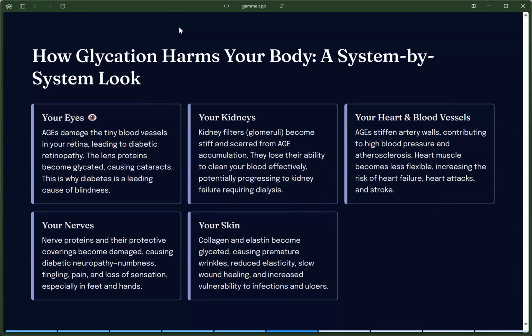And the third important thing, heart muscles will stiffen, because I'm sure a lot of you are on some blood pressure medications. You have already had angioplasty done, bypass surgery done. So all these things are the results of glycation. It's not something out of the box.